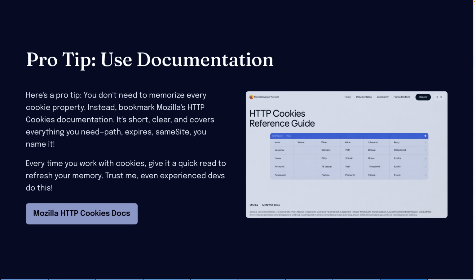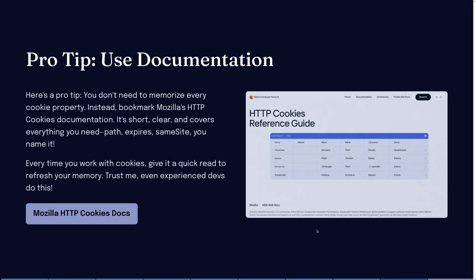If you want to learn more about cookies, there is no need to memorize every cookie property. Instead, you can bookmark the Mozilla HTTP cookies documentation. It is short, clear, and covers everything you need. Path, expires, SameSite, you name it, everything is covered there. Every time you work with cookies, give it a quick read to refresh your memory. Trust me, even experienced devs do this.